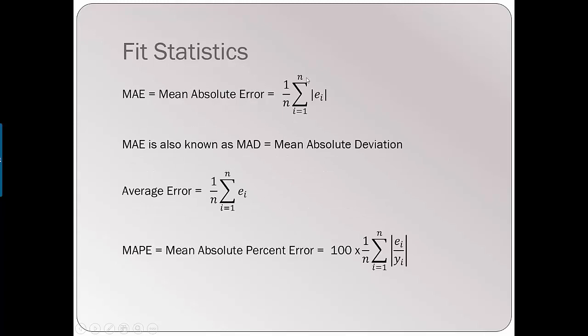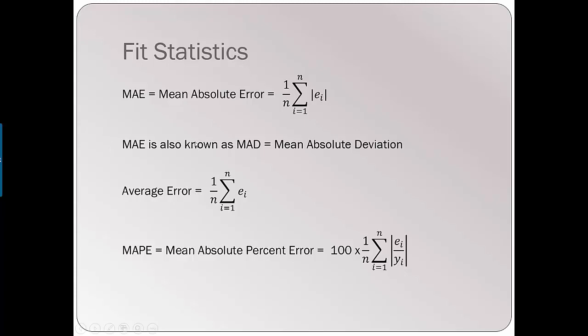And then if you take the absolute value of the errors and average that, then you get mean absolute error. This is also known as MAD, mean absolute deviation. Then you can simply add up all the errors without squaring or taking an absolute value and average them. Then you get average error. All of these measures are absolute measures. So you take the error and then you take an average, or you square it and take an average, or you take an absolute value and then an average, and so on.